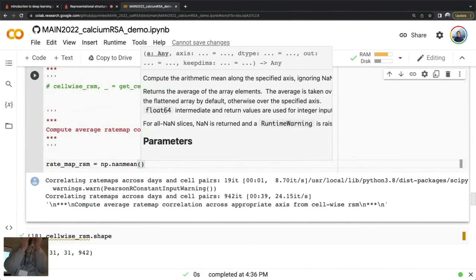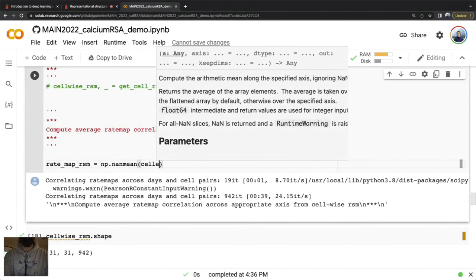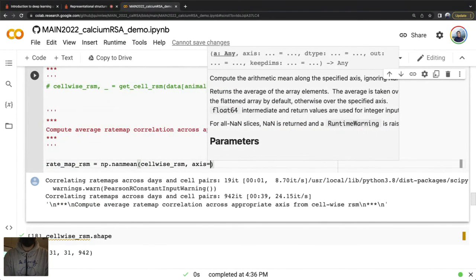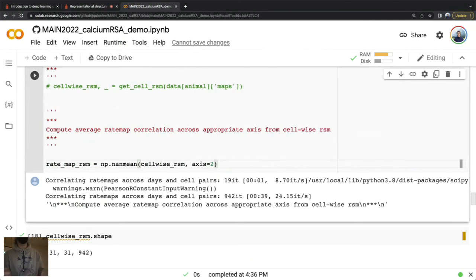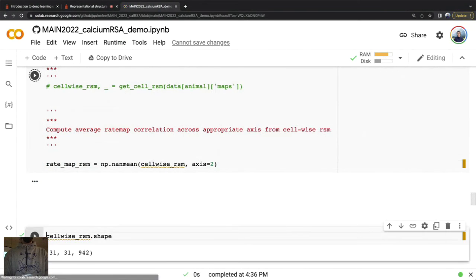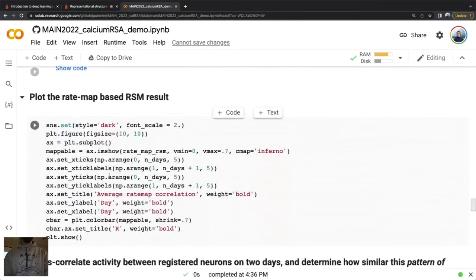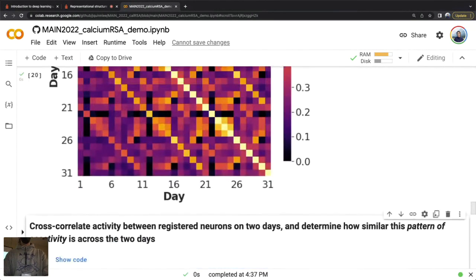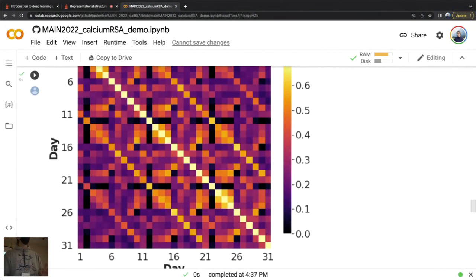So I'll take this cell-wise RSM, this representational similarity matrix based on the rate maps. And I'll say I want the mean to be across that last axis, axis 2. So I'll average across all cells. Okay, boom, done. Okay, let's see how it looks. Really rich structure.